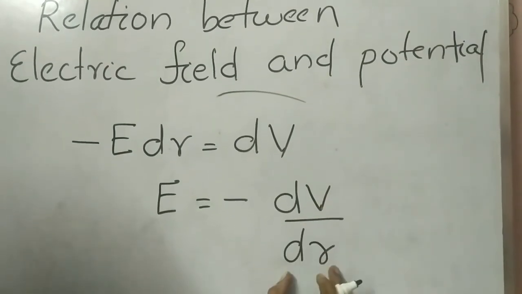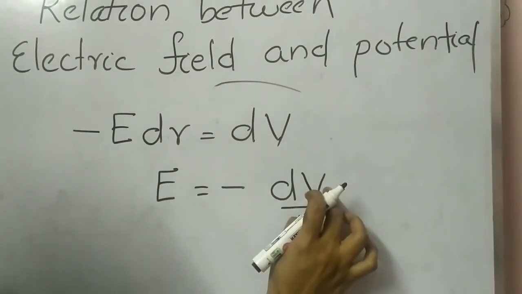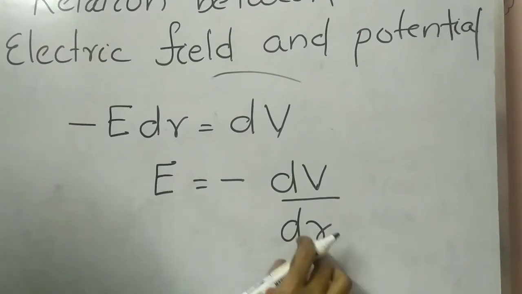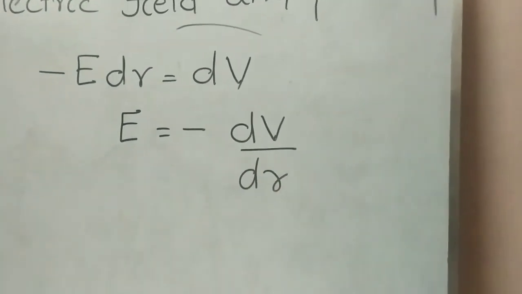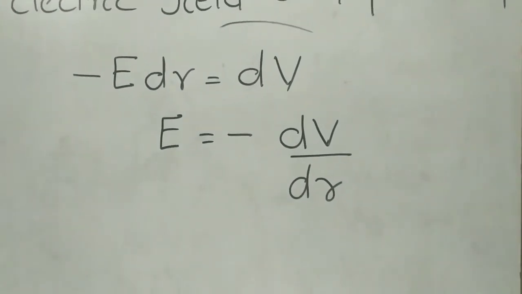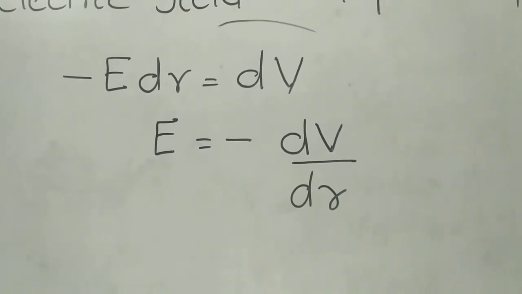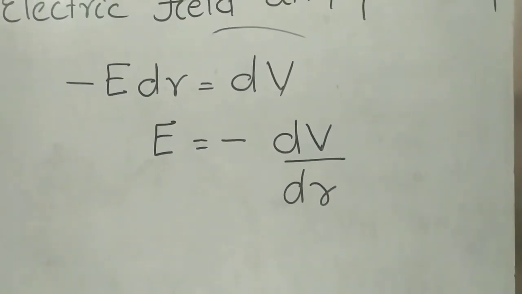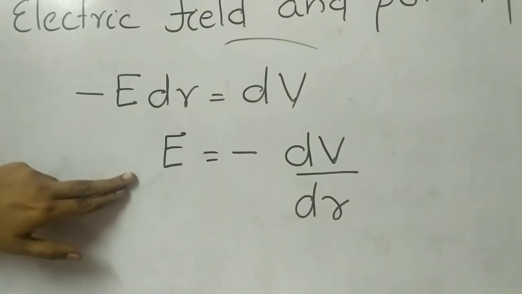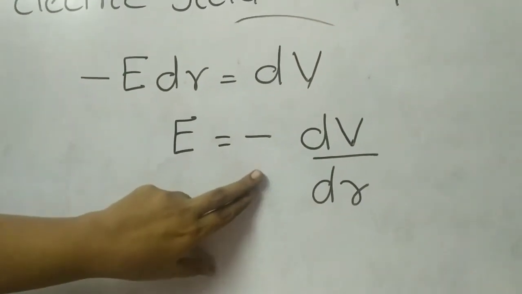This dV by dr, here V is potential, okay, here r means distance. So here we can say this dV by dr is the potential gradient. So how can we state this? Here we can say electric field is the negative potential gradient at any point.